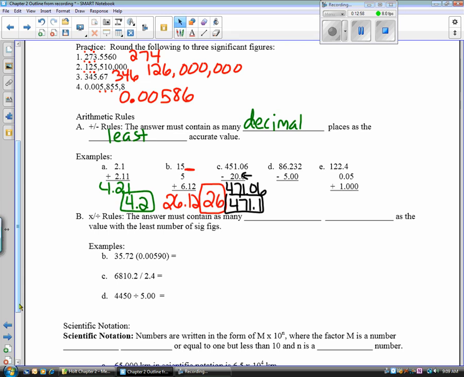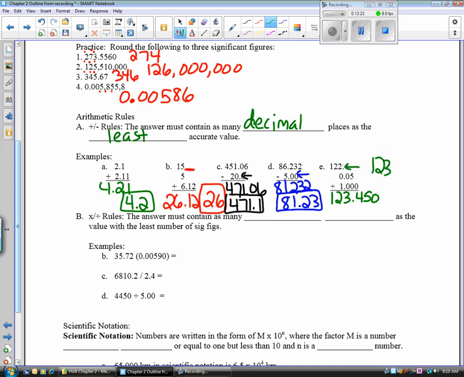And then I have a subtraction, so I get 81.232. But I can only go to the hundredths place because that's my least accurate, so I get 81.23. So I'm going as many decimal places as the one with the least number of decimal places. Finally, if I add this up, I get 123.450. But I have to estimate, this one goes the least, so I have to go to the tenths place. So I get 123.5 for my answer. So that's adding and subtracting. It goes by decimal places.